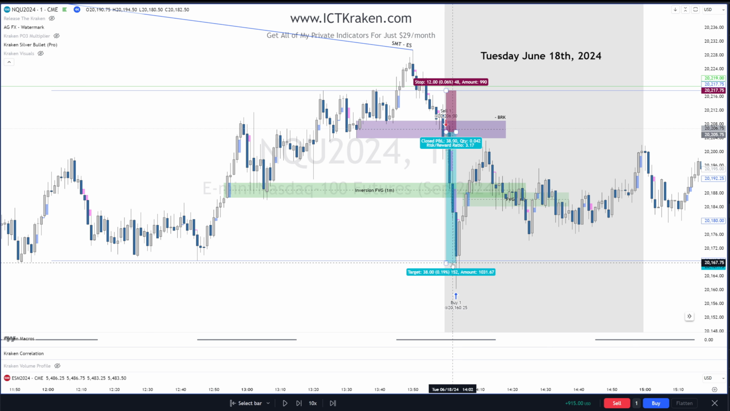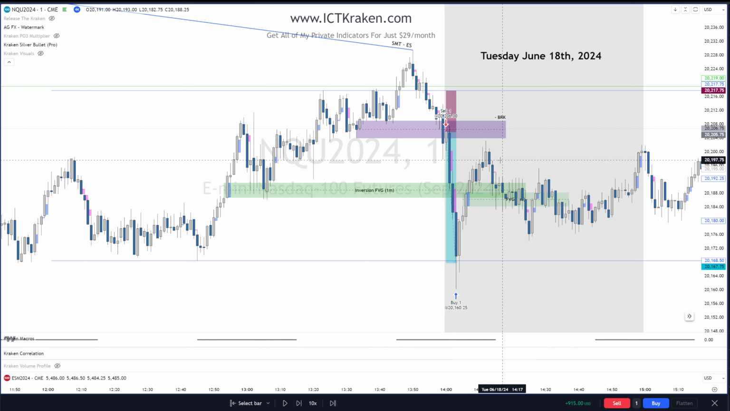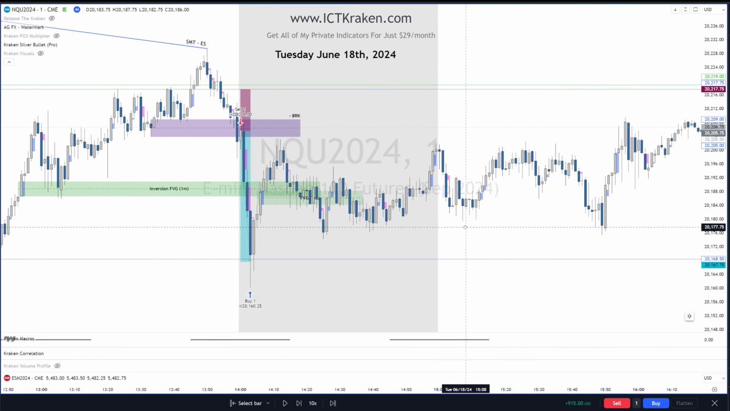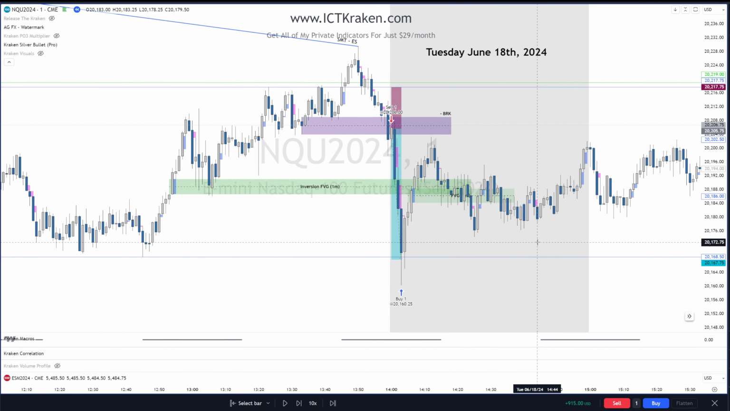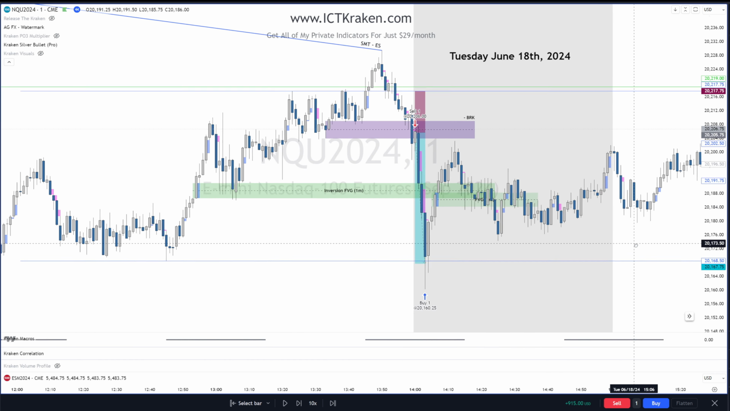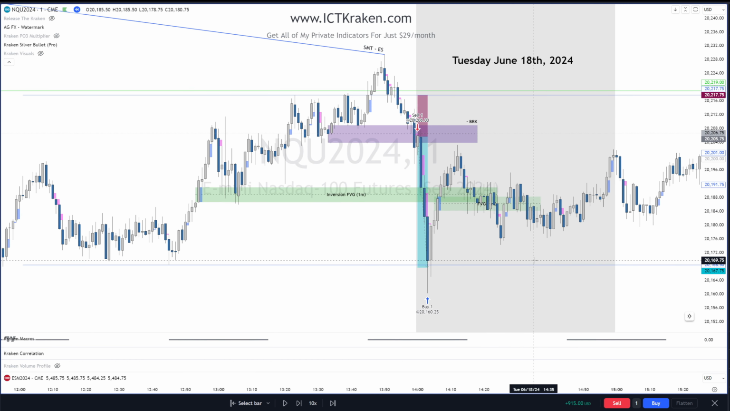This, I think, was the target, obviously, so it retraced up and then it just consolidated basically for the rest of the day. I mean, here's the rest of the day. So it consolidated in that range. So I wouldn't do anything with that until it busts through. So that is your PM silver bullet for Tuesday, June 18th, using the Kraken suite of indicators.